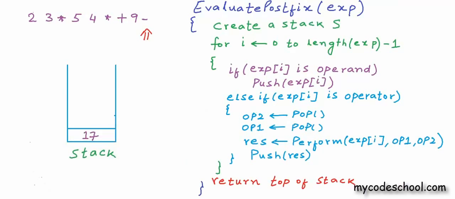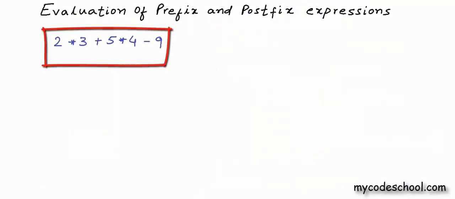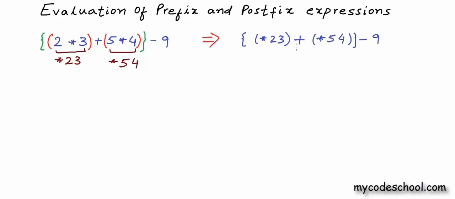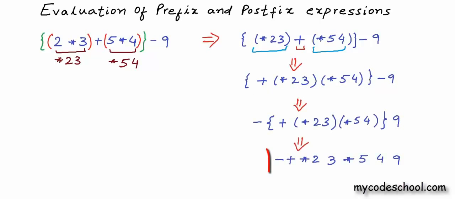Let's now quickly see how we can do prefix evaluation. Once again, I've written this expression in infix form, and I'll first convert it to prefix. We will go in order of precedence. I first put this parenthesis. This 2 asterisk 3 will become asterisk 2 3. This 5 into 4 will become asterisk 5 4. And now we will pick this plus operator, whose operands are these two prefix expressions. Finally, for the subtraction operator, this is the first operand and this is the second operand. In the last step, we can get rid of all the parentheses. So this is what I have finally.